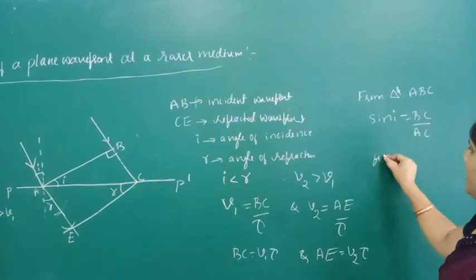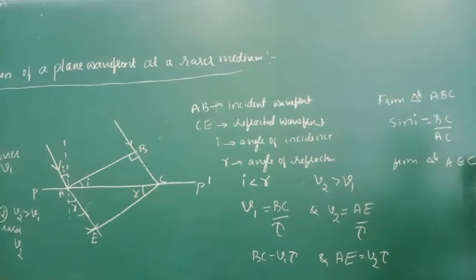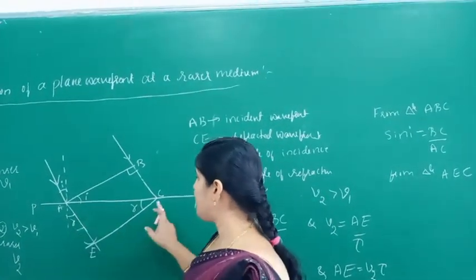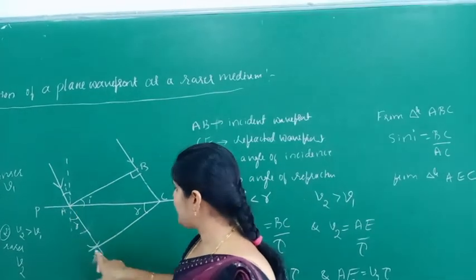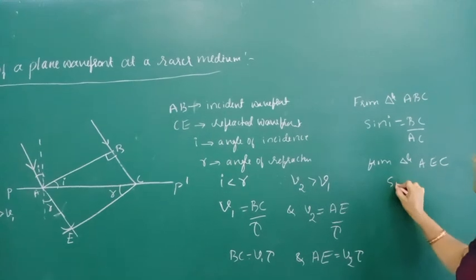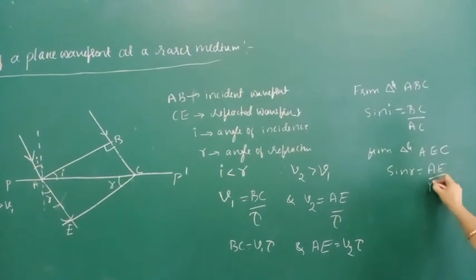Similarly, from triangle AEC, sin r is again opposite by hypotenuse. For this, the opposite side is AE and the hypotenuse side is AC. So sin r is equal to AE by AC.